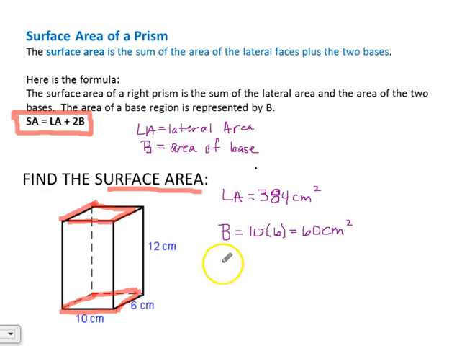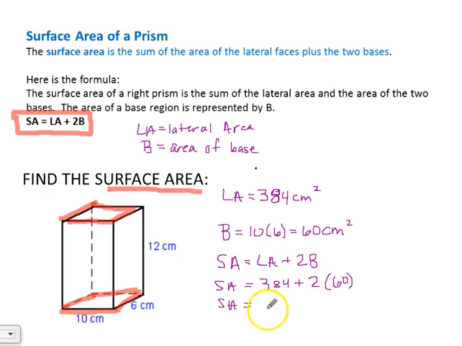So now we're going to use the formula SA, surface area equals the lateral area plus 2 times the area of each base. So the lateral area is 384 plus, we know 2 times capital B, our capital B was 60. So let's do the math. 2 times 60 is 120, so I'm taking 384 plus 120 to get my grand total of 504. Surface area, our units are going to be squared. Our units of measurement will be squared.